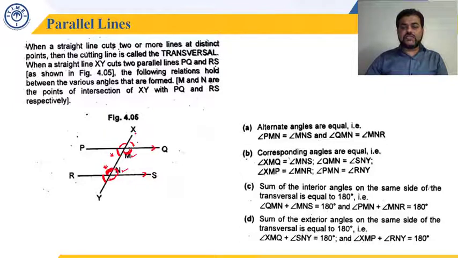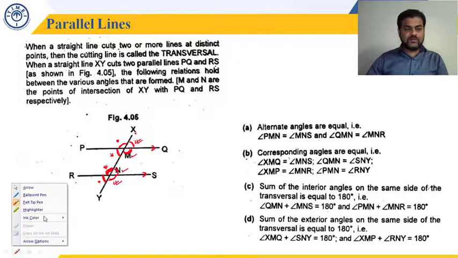Sum of the exterior angles on the same side of the transversal is equal to 180 degree. So which means this is the exterior angle, double tick and double tick. These two are exterior angles on the same side of the transversal. So the sum of these two will be 180 degree. Similarly, this angle and this angle, these two are also on the same side of the transversal, and these are external angles. So these two are also supplementary, which means sum of these two angles is also 180 degree. Okay. I hope the property is clear.